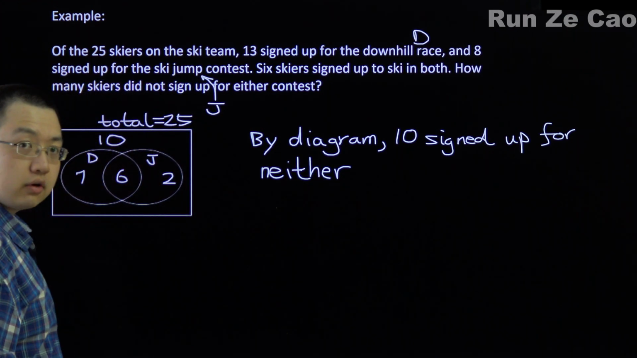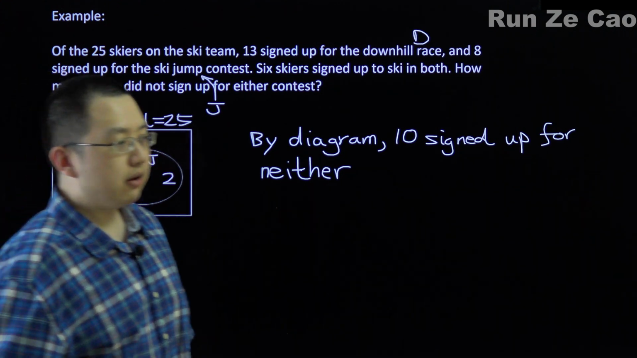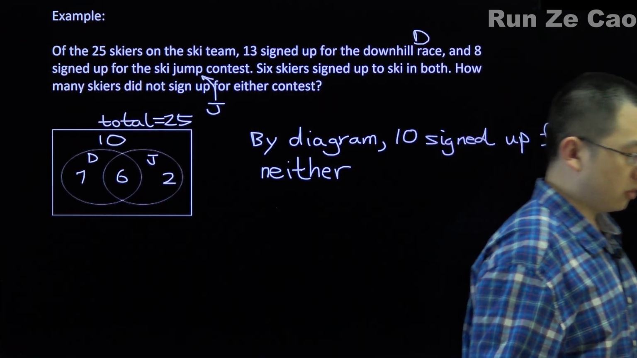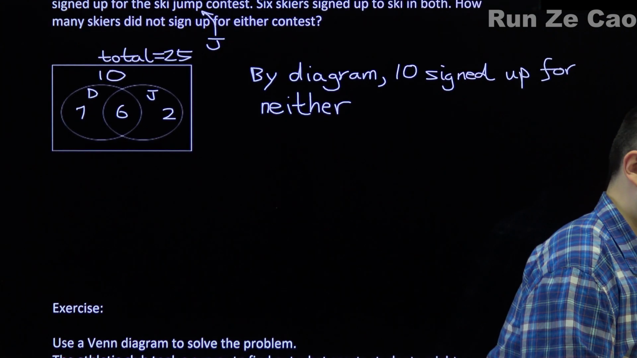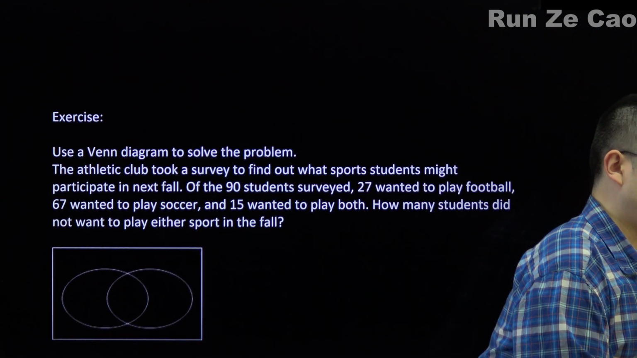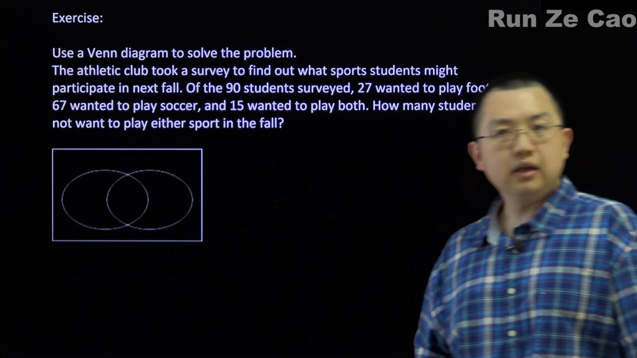If you have 3 different groups, you just add another circle to your Venn diagram. However, when you get to 4 or more groups, Venn diagrams start getting really complicated to draw. So for now, we stick with 2 or 3 groups. Now let's do an exercise.